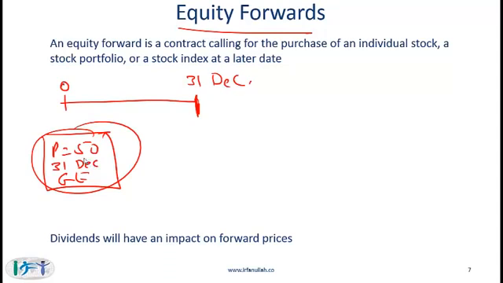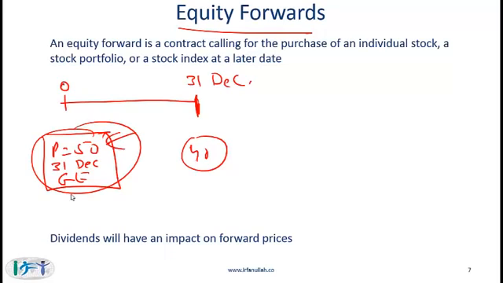In this example, you are taking a short position. If the share price goes down to 40, then in the context of this contract, you will benefit, because even though the market price is 40, you will still sell at the contract price of 50.